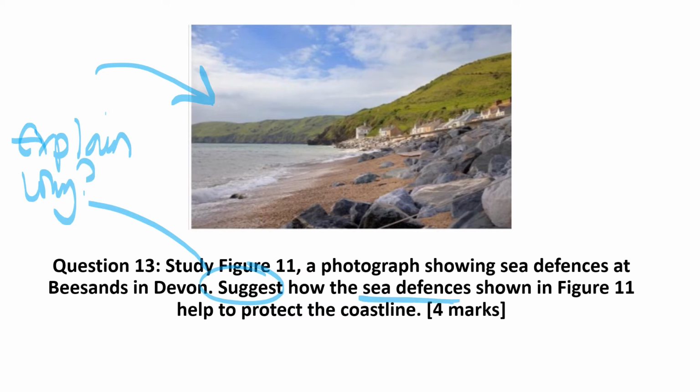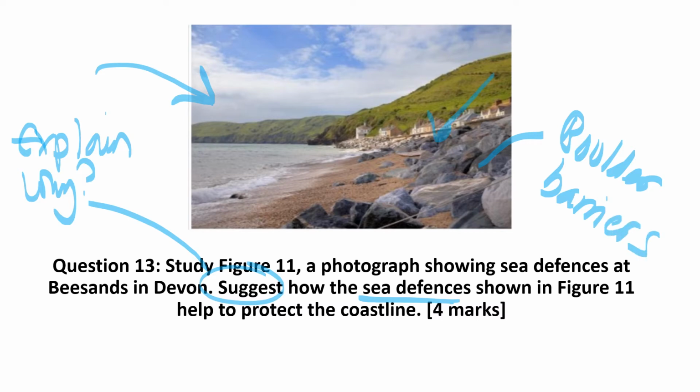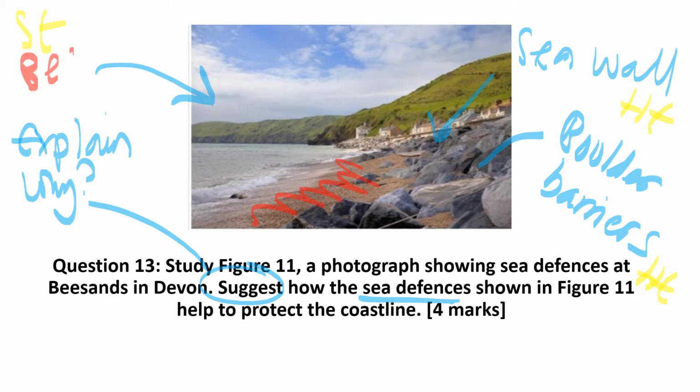We need to make reference to sea defences, so straight away we can see boulder barriers. We can see here, although it's not as obvious, a sea wall. So these are examples of hard engineering, and then this is another example of hard engineering. But then a soft engineering example could be beach nourishment, so the adding of sediment to the beach. So we need to give examples of how these things in this figure help to protect the coastline.